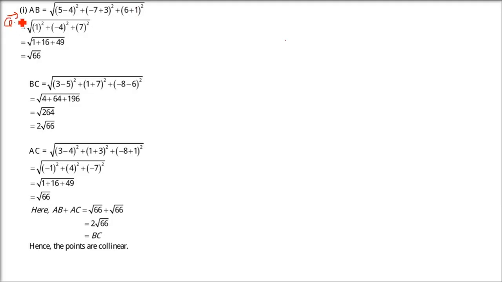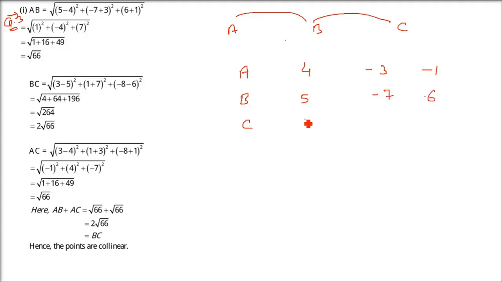This is question number 3. Now there are 3 parts here. One of these parts we are going to do. Using distance formula, prove that the following points are collinear. So we have A, B, C. Now if we can show AB plus BC equal to AC, or say AC plus BC equals AB. For that, you have to take the points A, B, C and find the corresponding distances. So we have 3 pairs: 4, -3, -1; 5, -7, 6; and 3, 1, -8.